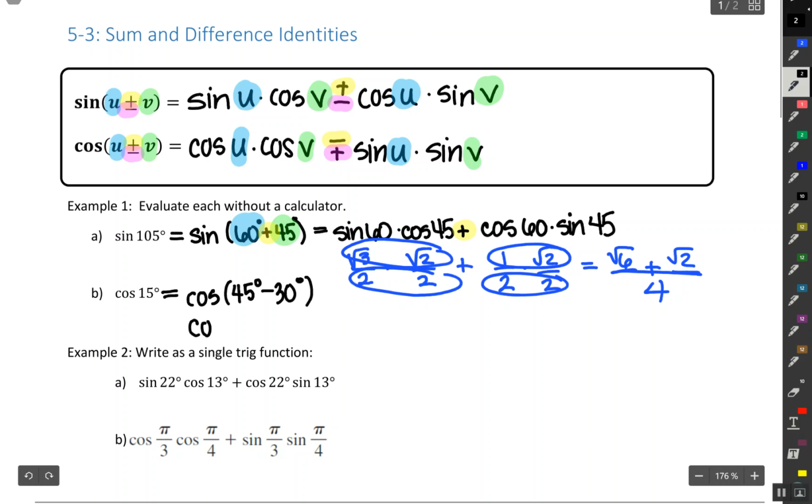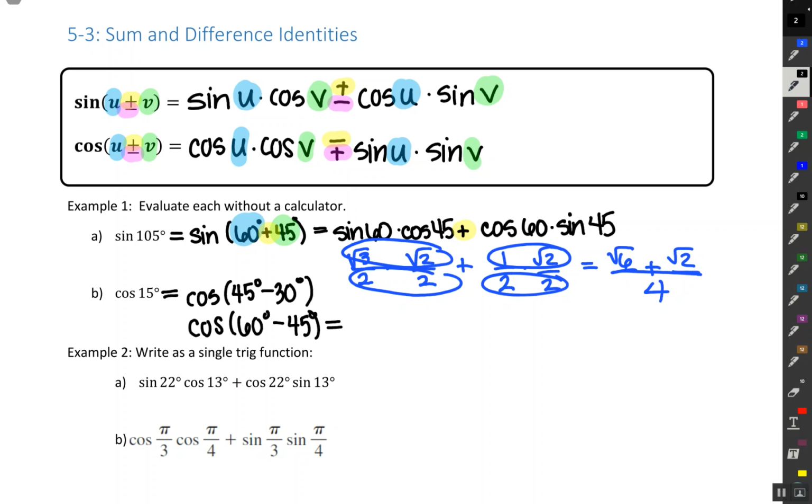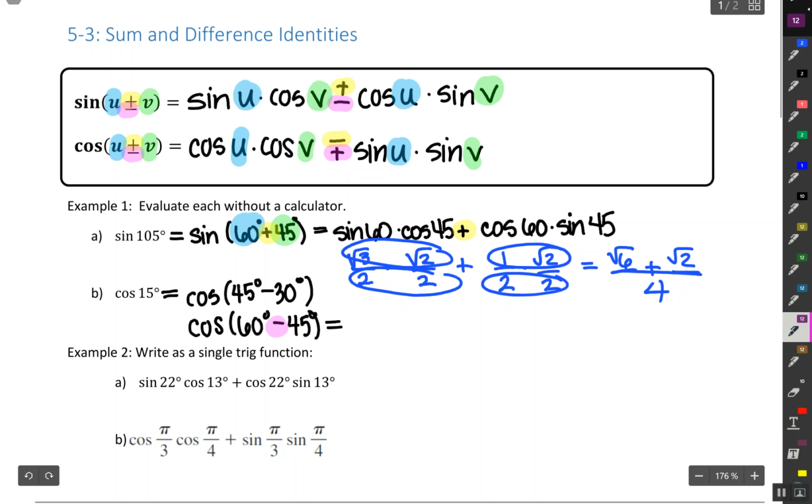Or you could do the cosine of 60 degrees minus 45 degrees. Either one will work. Okay? All right, but I'm going to just use the bottom one. So we're using the cosine formula, and this time we're using subtraction. So if we're going to be using subtraction here, we're going to use addition in the other part. Okay? So our u is 60. Just like before, we put it first in each pair, and then the 45 goes here.